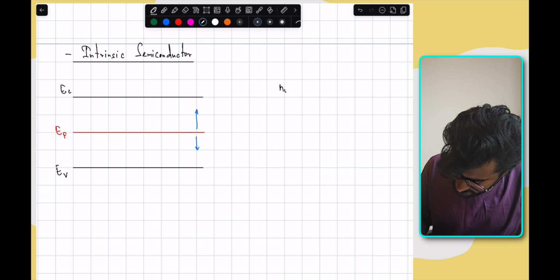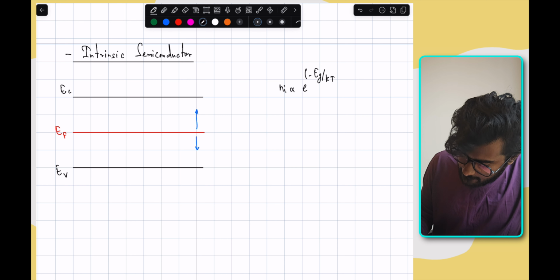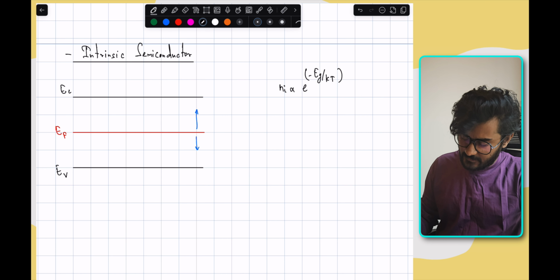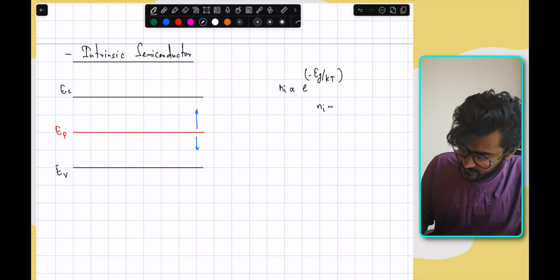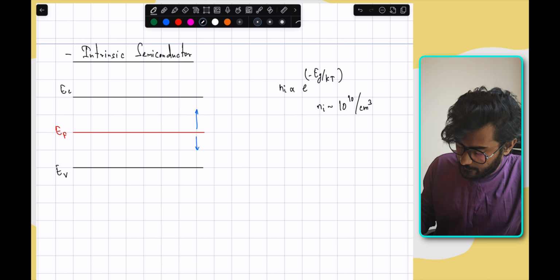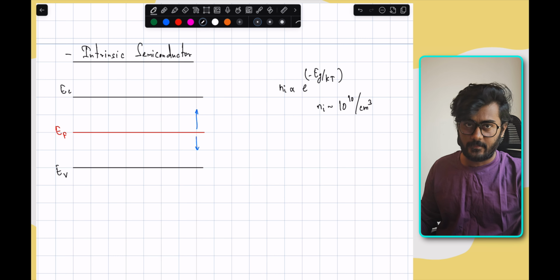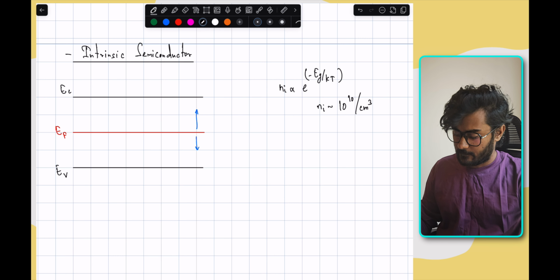That is, Ni is directly proportional to e power minus Eg by kT. And in case of silicon, we know that Ni at room temperature is approximately 10 power 10 per cubic centimeter. So this is not a small number. So even at room temperature, we have this many number of free carriers.